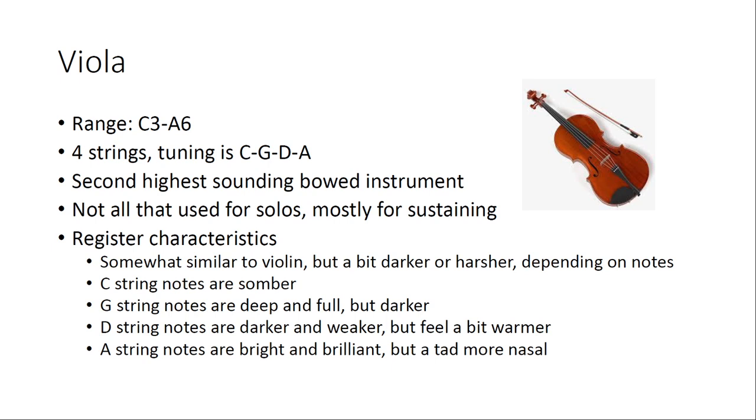The notes played on the G string, I don't really know exactly the range, but basically we can look at these notes as from G3 to G4, so to speak. They sound fuller but a bit darker. The D string notes are darker and weaker, but they feel a bit warmer, and the A string notes are bright and brilliant, though they do tend to get a bit more nasal, depending on the notes, so to speak.